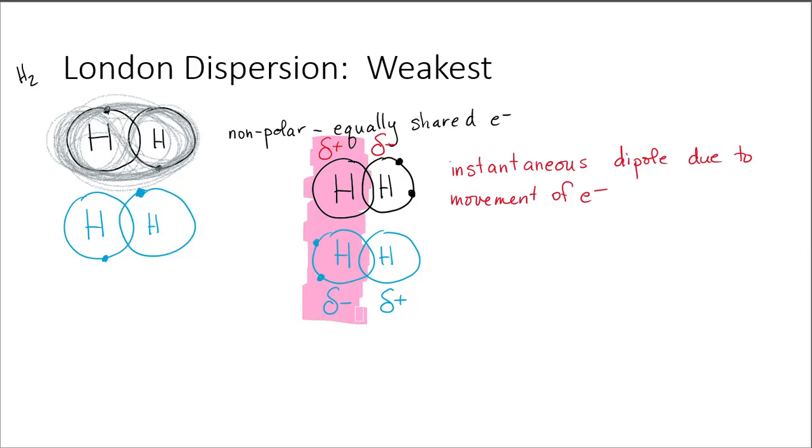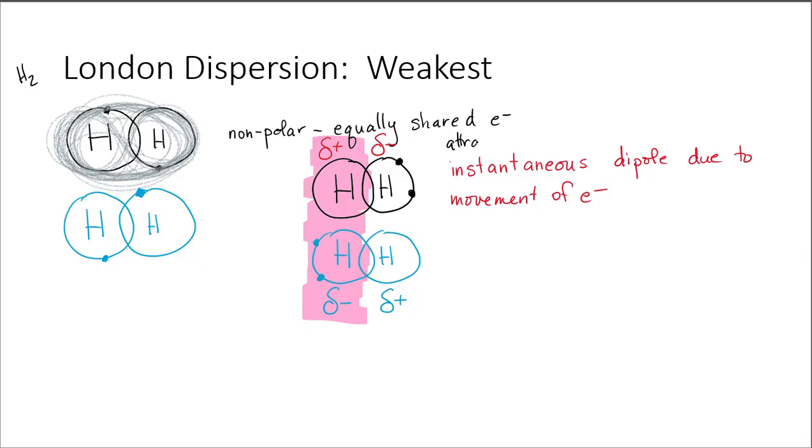So the London dispersion force is by far and away the weakest, and hopefully you can see why it's the weakest. It's instantaneous. As soon as an attraction forms, it goes away again. So this is the instantaneous dipole due to the movement of electrons. Let me flesh this out a little bit.